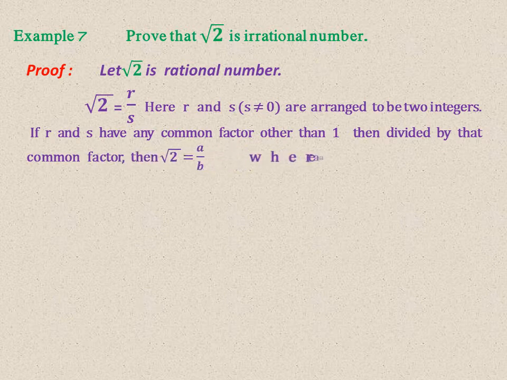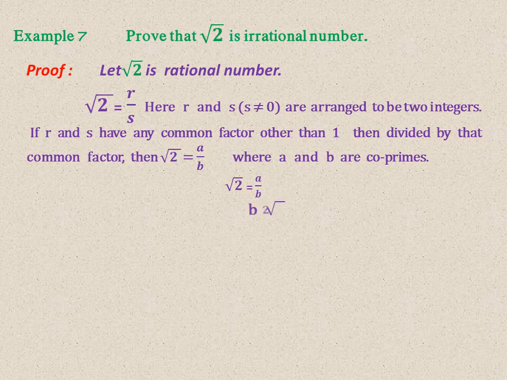Then root 2 equal to a by b. Here a and b are co-primes. That means a and b have only 1 as a common factor. So root 2 equal to a by b. Here b can be transposed to LHS. We write b into root 2 equal to a.